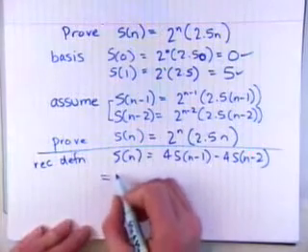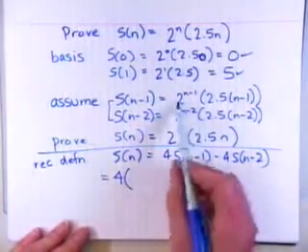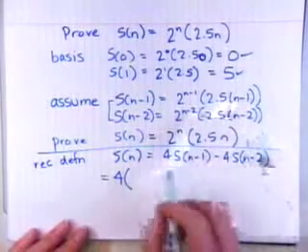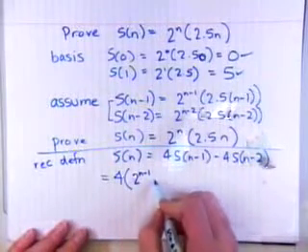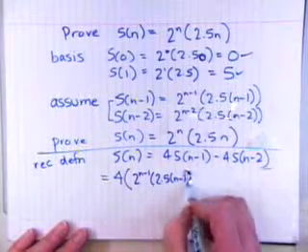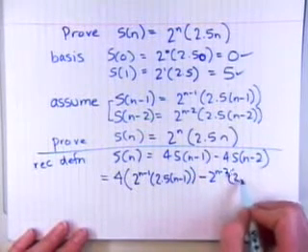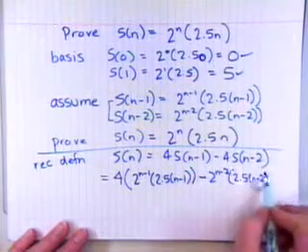So let's do that. That's going to be 4. I'm going to factor the 4 out of both of them. So it's going to be 4 times the first one minus that one. So 2 to the n minus 1 times 2.5 times n minus 1, minus 2 to the n minus 2 times 2.5 times n minus 2.